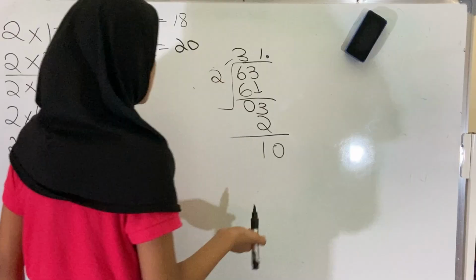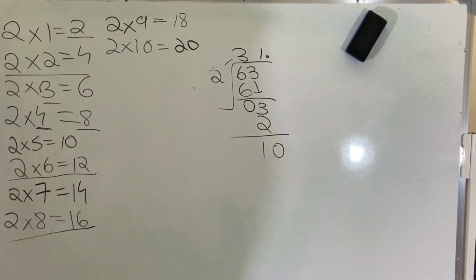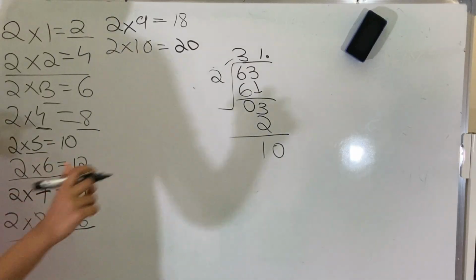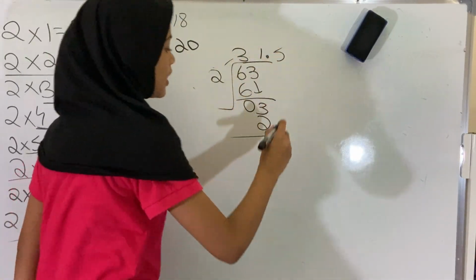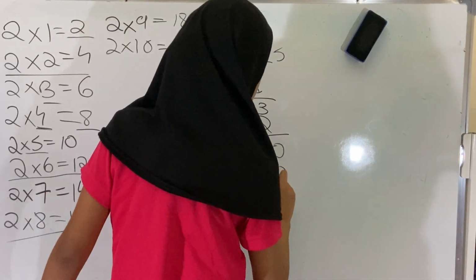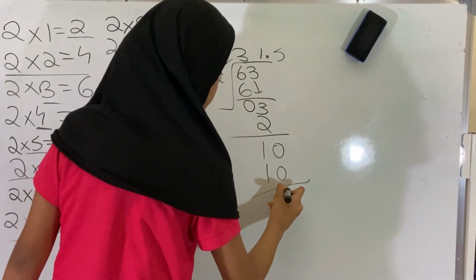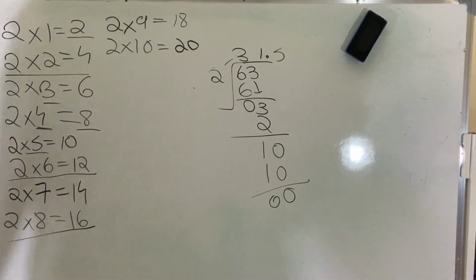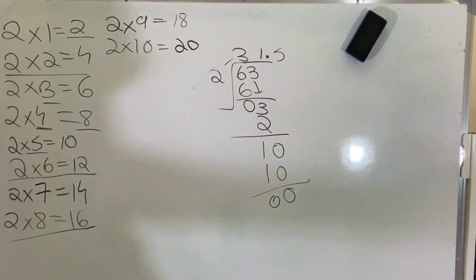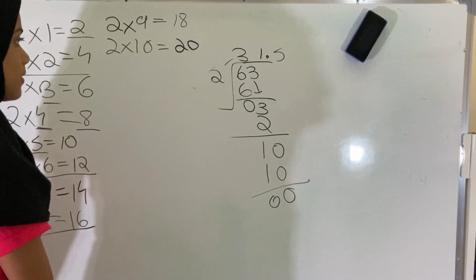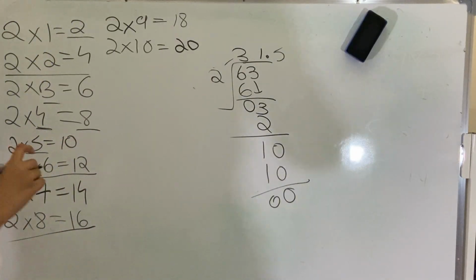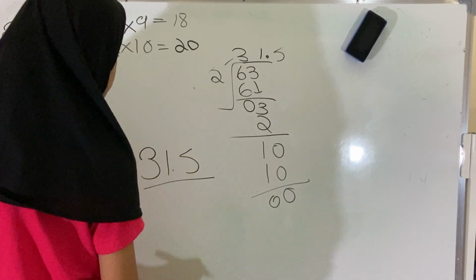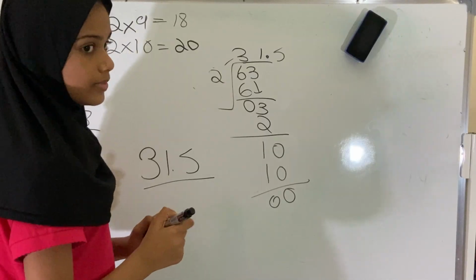Now let's see in 2's table, when do we get it as 10? So 2 into 5 is 10. So let's write here 5, and 5 into 2 is 10. Now let's subtract it. 10 minus 10 is 0. Okay, so 31.5 is our answer for this one.